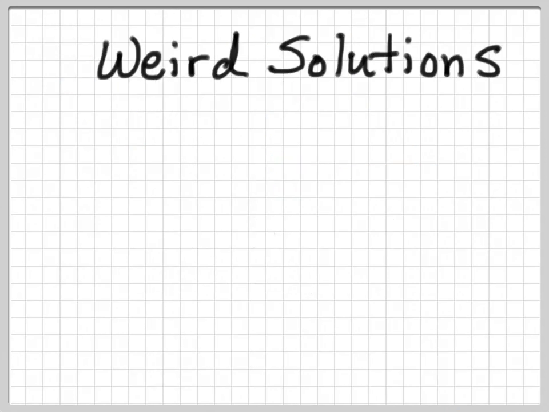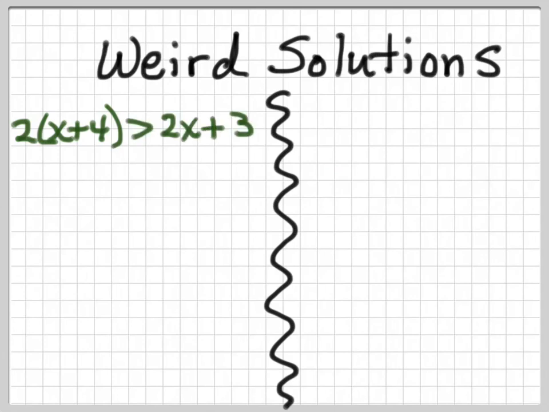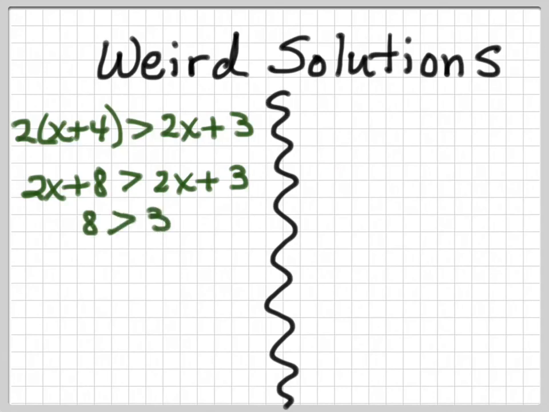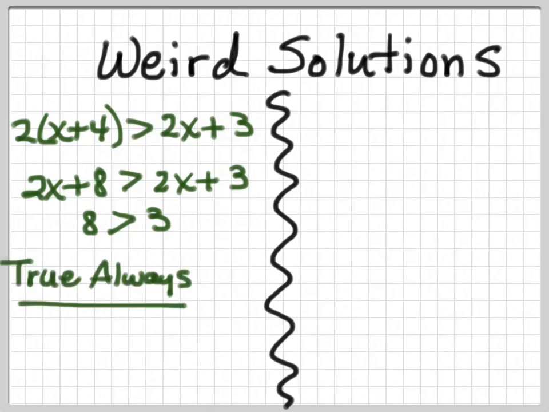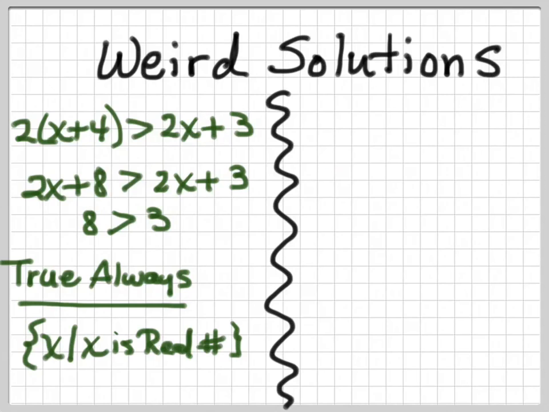Here's some weird solutions. If I have 2 times the quantity x plus 4 is greater than 2x plus 3, and I solve this one, I'm going to have 2x plus 8 greater than 2x plus 3. If I subtract 2x from both sides, I have 8 is greater than 3. Well, my x is gone, so I really don't have much to do here except to see that 8 is greater than 3 is true. And it's always going to be true. If you come up with an answer like that, then you know that any solution is going to work.